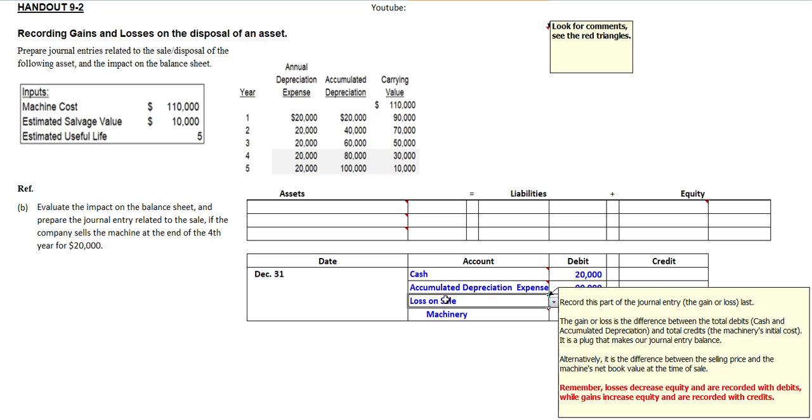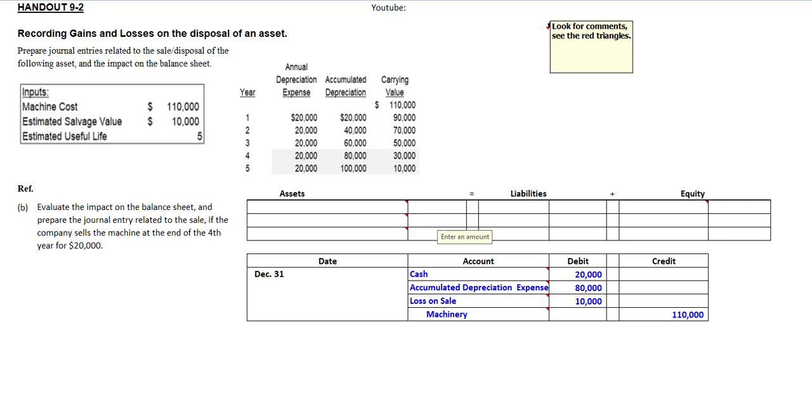In this case, we're going to record our loss. And again, I typically record the gain or loss part of the transaction last. We remove the machinery, we remove the accumulated depreciation, we record the cash, and then that gain or loss is our plug. And again, keeping in mind that losses will decrease net income and decrease equity and are recorded with debits, while gains will increase net income, which of course increases equity, and that's recorded with a credit.